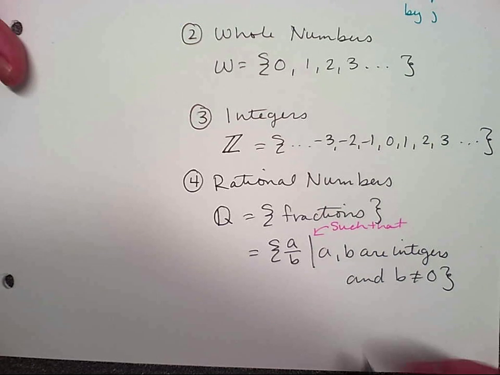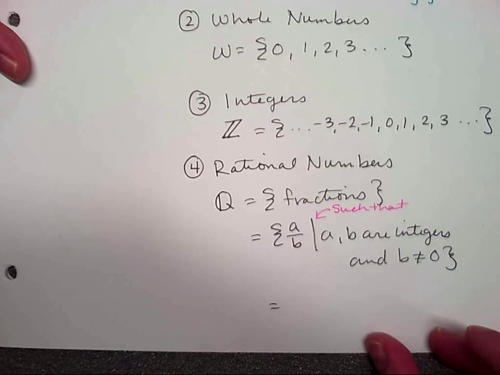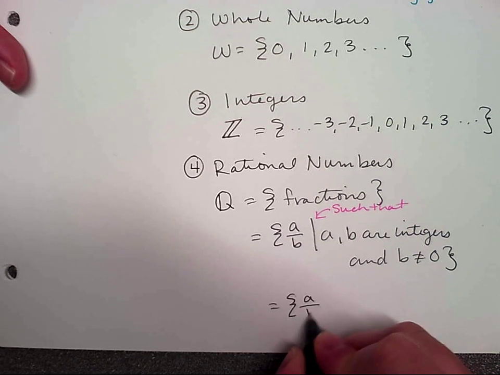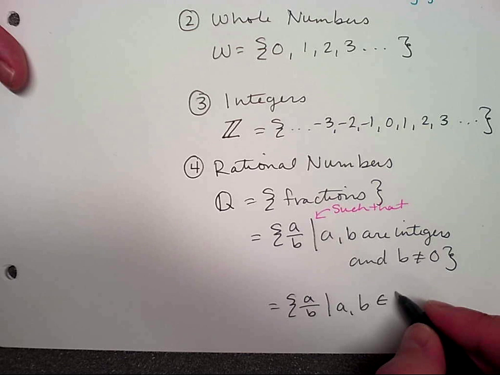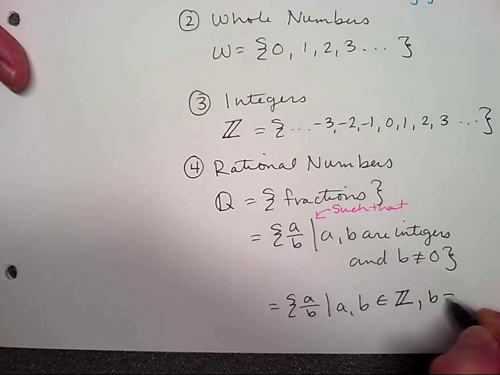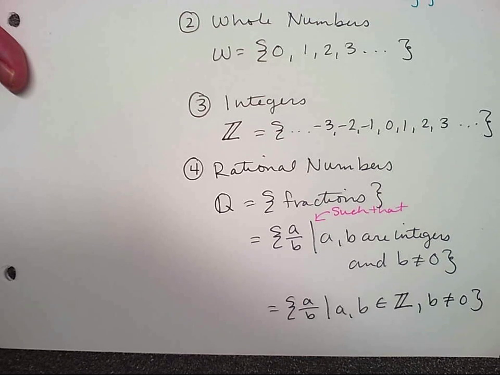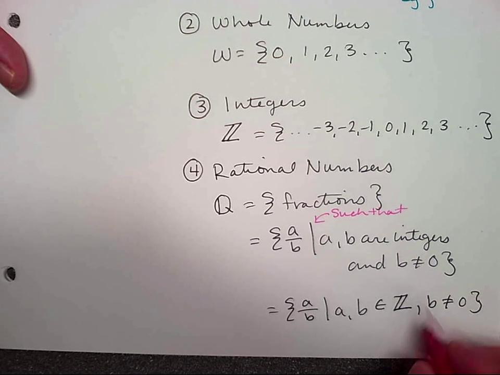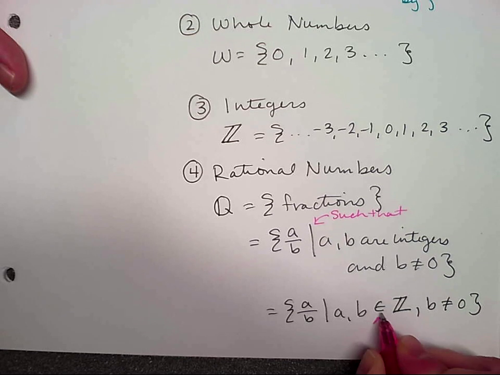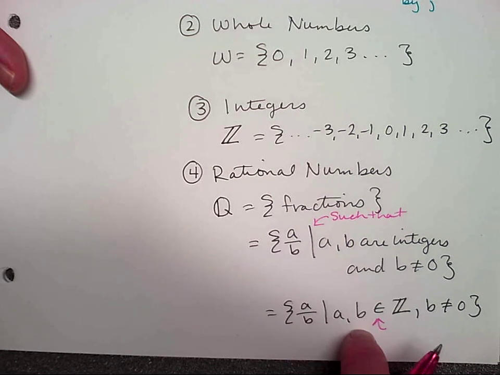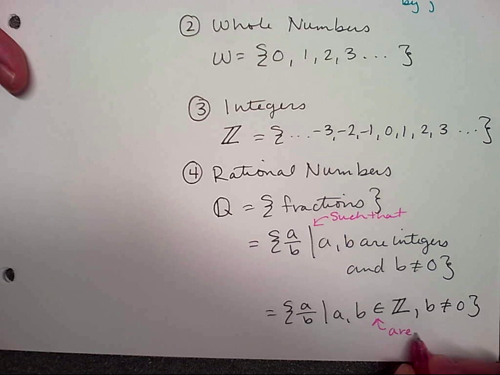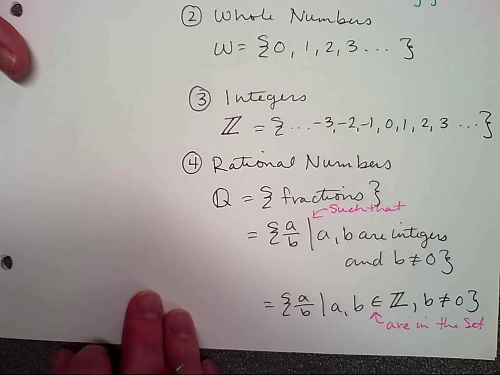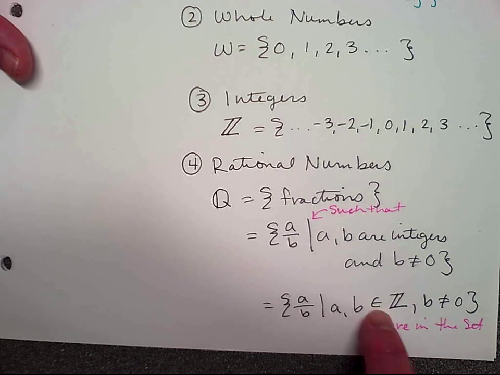All right, we can do a little better. Since we're talking about set notation, the set of a over b such that a and b are elements of the integers and b does not equal 0. All right, so this little symbol means in the set, a and b are in the set of Z. Z was the integers. a and b are integers. That's what it says. So that means are in the set or are elements of the set, are members of the set. a and b are in the set Z.